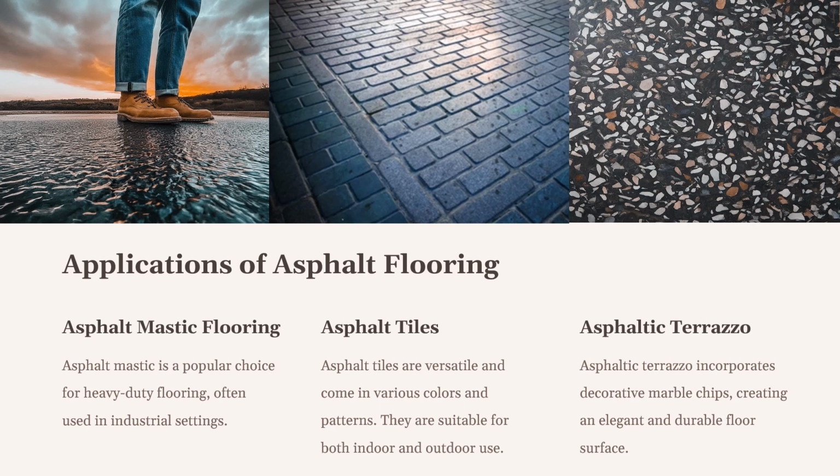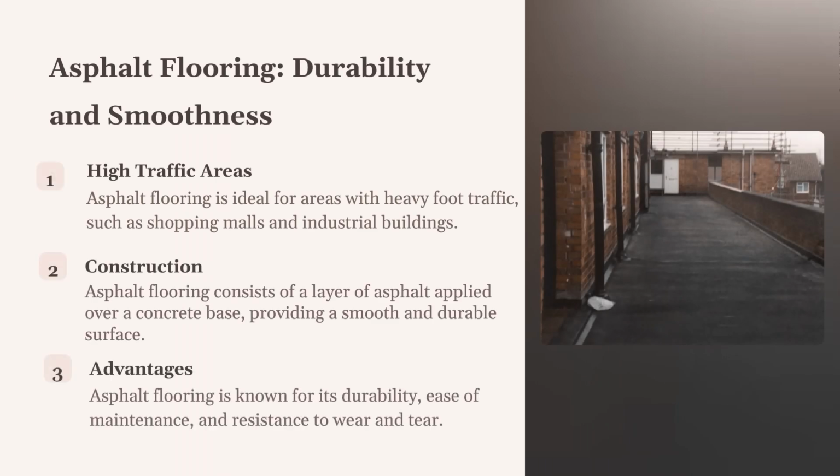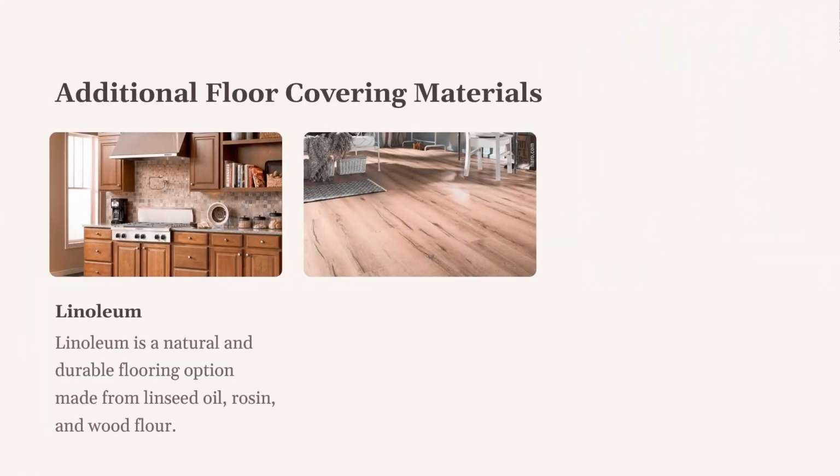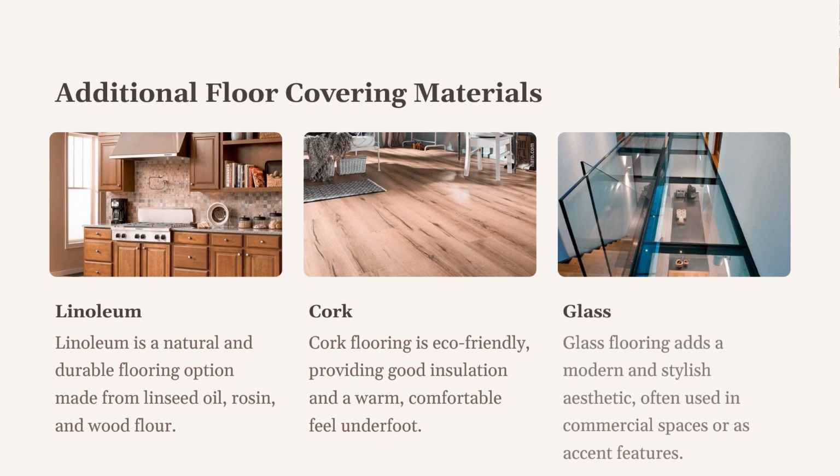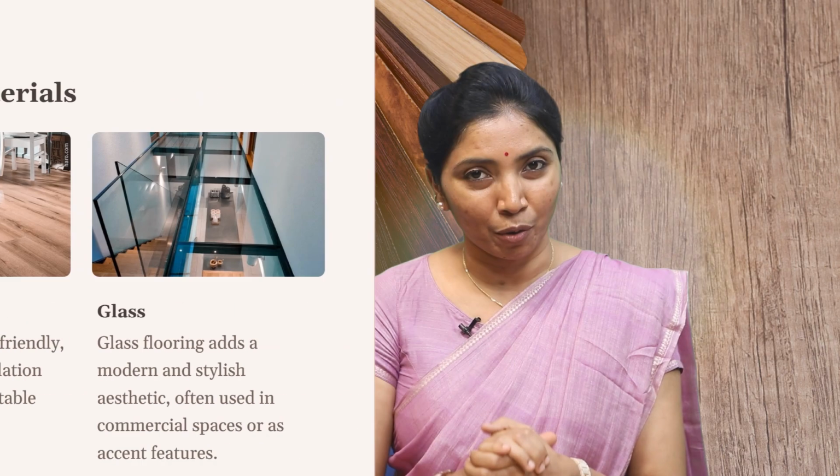Another variant is asphaltic terrazzo, which uses marble chips instead of sand for a decorative touch. Perfect for upscale venues such as a luxury hotel in Goa. Lastly, we have acid-proof mastic flooring. Crafted from acid-proof asphalt and crushed rock aggregate, it is used in industrial settings like the chemical plants in Gujarat due to its resistance to corrosive substances. These varied applications showcase how asphalt flooring combines practicality with style, making it a top choice for diverse environments.